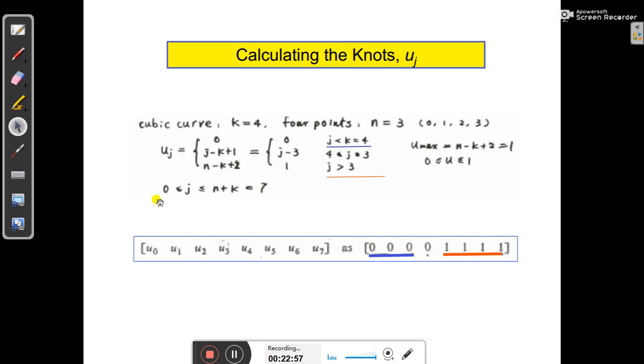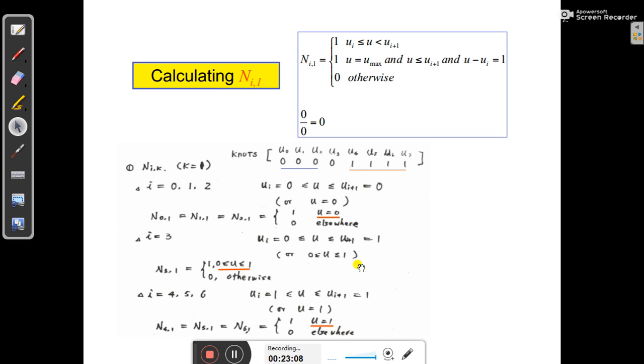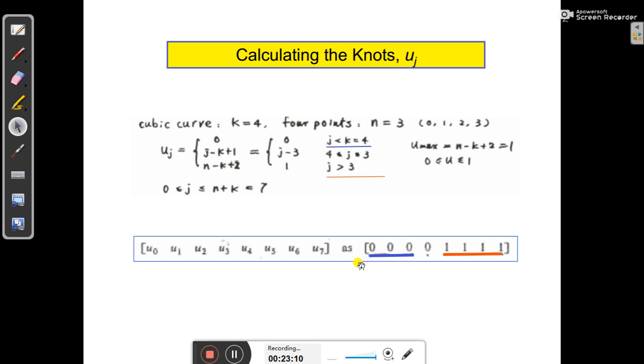Why? U0... here you can see, if J is less than or equal to 3, then we can directly put zeros, but if it is greater than 3, then we can directly put the ones. If J is greater than 3, then I can directly put the ones. If it is less than 4, then we can directly put the zeros. That is the thing we can get, that is the knot points.